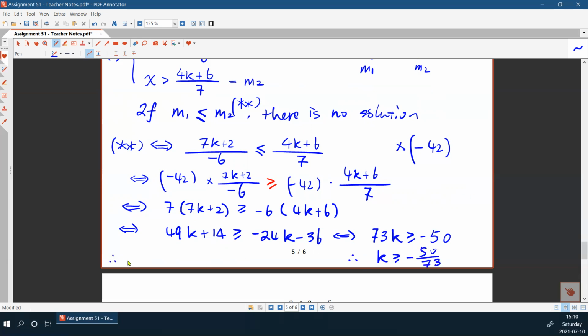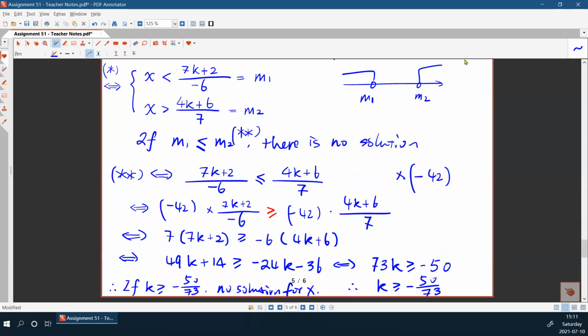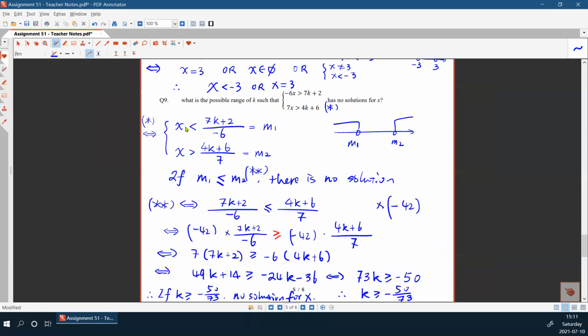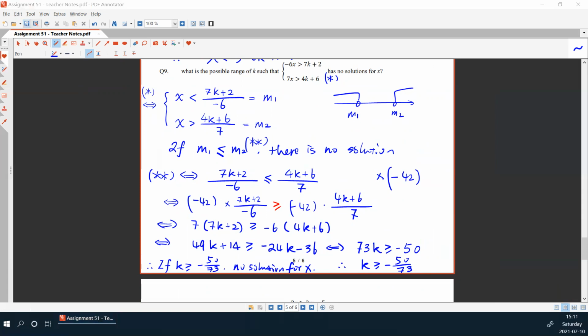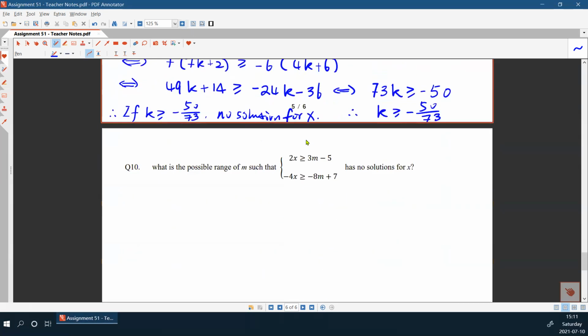Okay, so the conclusion is if k is greater than or equal to minus 50 over 73, no solution for x, right? Okay, have a look at this. Any questions? No? All right, let's see the next one.